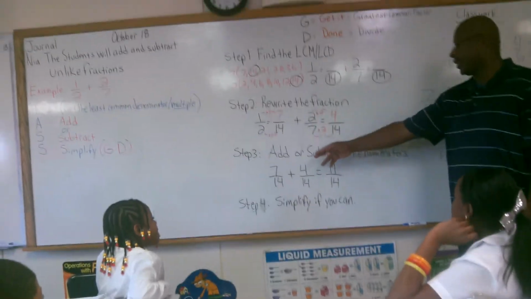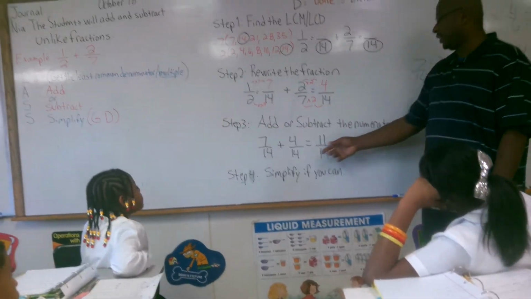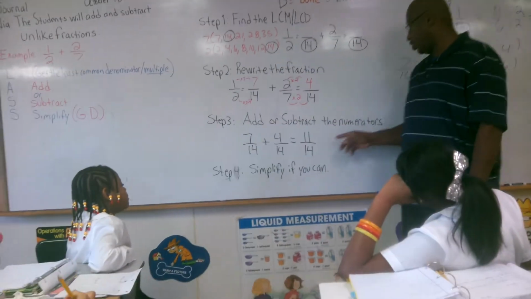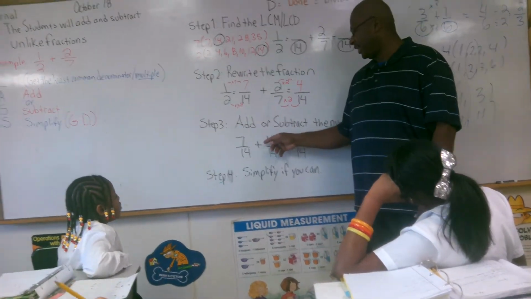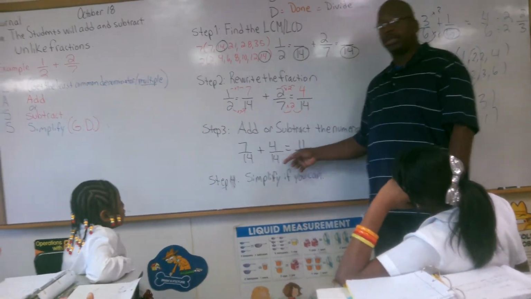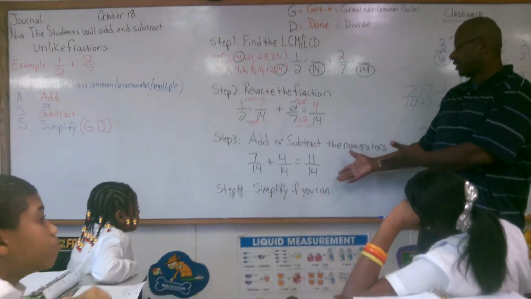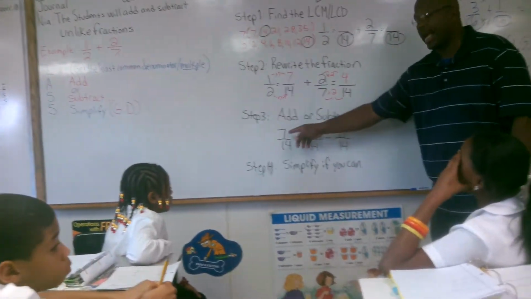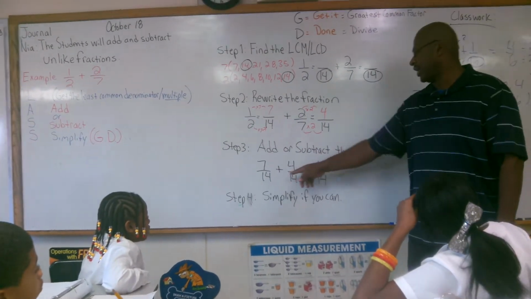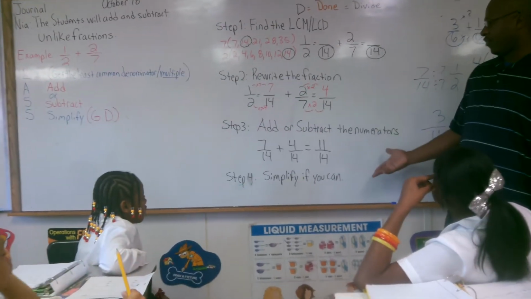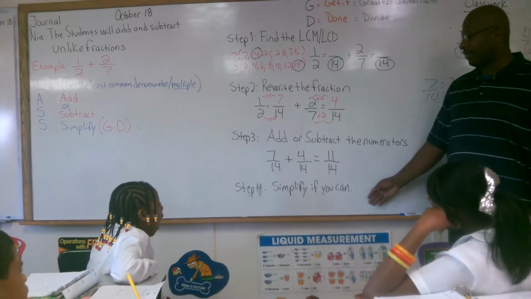Step 3. Add or subtract. In this case, I'm adding the numerator. And again, just as a friendly reminder, the numerator is the top number. The denominator is the bottom number. So I add and subtract. Because they're like, I can add this. 7 plus 4 equals 11. I keep the bottom the same. 11 over 14. The fourth step is simplify.